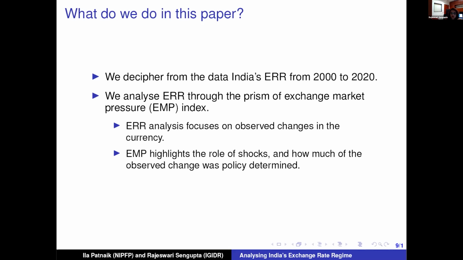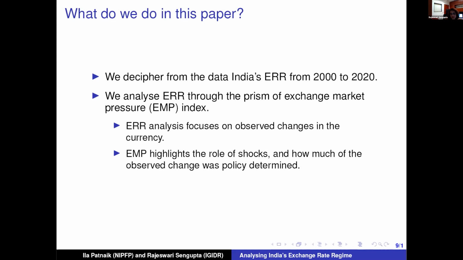was determined by policy. So the combination of looking at the ERR methods and the EMP estimation gives us a very comprehensive picture about what was going on with the exchange rate, what the regime was like, what kind of shocks the exchange rate was facing, and how the shocks were managed by the central bank.